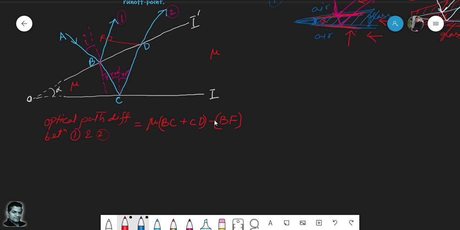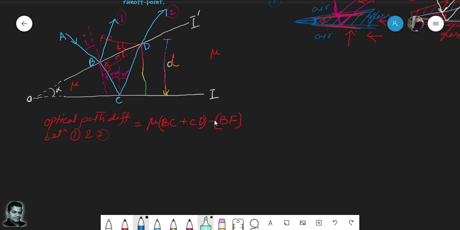Now we have to convert these distances BC, CD and BF into our known quantities. What are the known quantities? The first is the refractive index of the material, then the wedge angle alpha, then the thickness of the wedge shaped film, and let's call this distance BD. So this is the thickness of the wedge shaped film. So at this point, let us draw a perpendicular from point D to BC. So this is 90 degrees. Now this angle would be R and this angle would be I, from the properties of triangles. And let's give it a name. This point is, let's say, E.